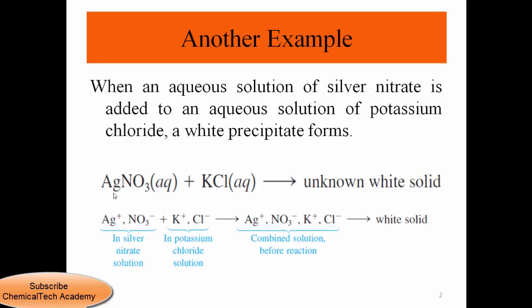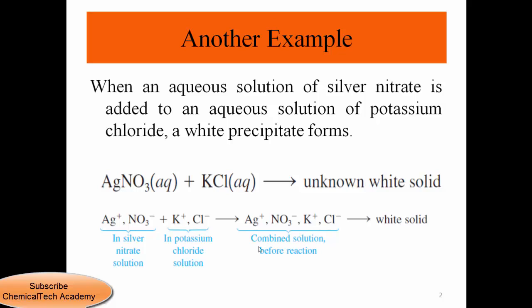So here we have the same thing. We have silver nitrate here, and we have potassium chloride here. We know that when we mix these two, we're going to get a white solid. So let's see what ions we have. We said last time that when we have an aqueous solution, and since these are strong electrolytes, the compound is going to be dissociated into cation and anion. So here we have silver and nitrate, and here we have potassium and chloride.